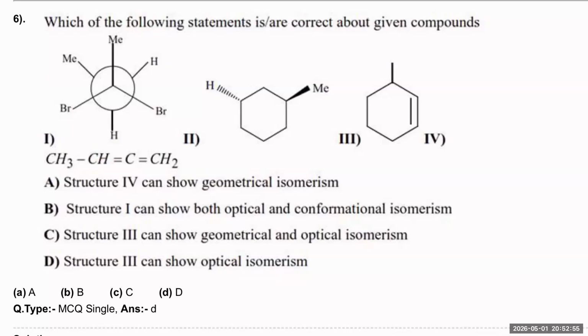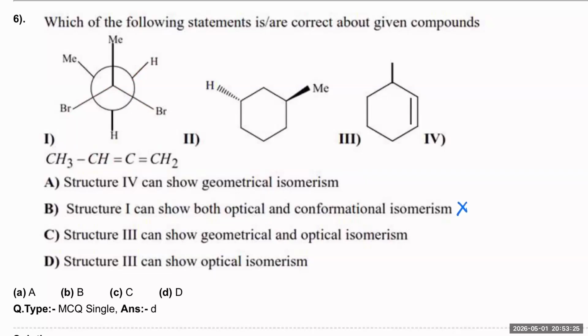First one, go with the options first, everybody. Whichever the options are given, only look over for that. Structure 1 can show both optical and conformational isomerism. Let's see whether this is correct or not. So structure 1, we have no chiral center here. Backside carbon also has no chiral center. So this statement is incorrect.